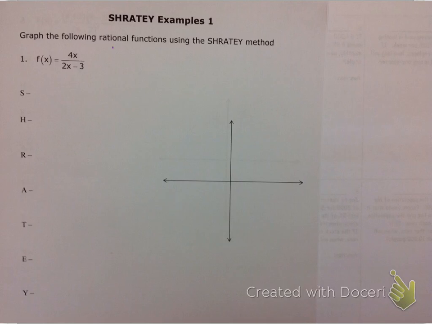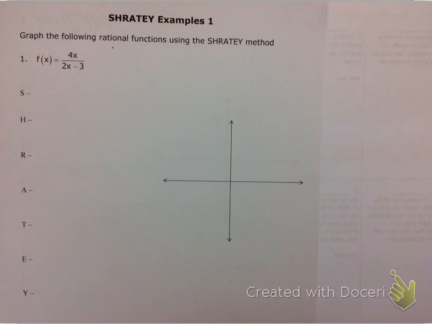So what the SHRATEY steps do is, a lot of people think SHRATEY is a process for graphing rational functions. What you're about to find out the hard way, unfortunately, is that SHRATEY will almost never generate a rational graph. It generates specific characteristics of a rational graph. And so SHRATEY is actually a process for analyzing rational equations, not graphing them.